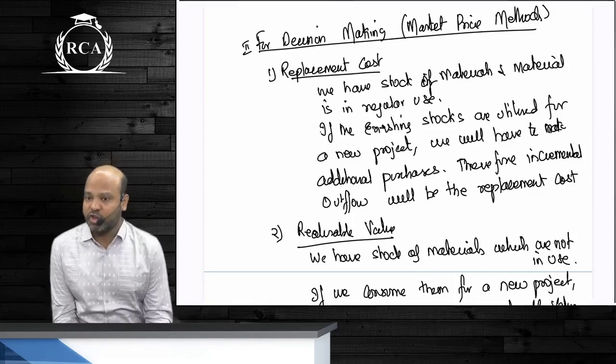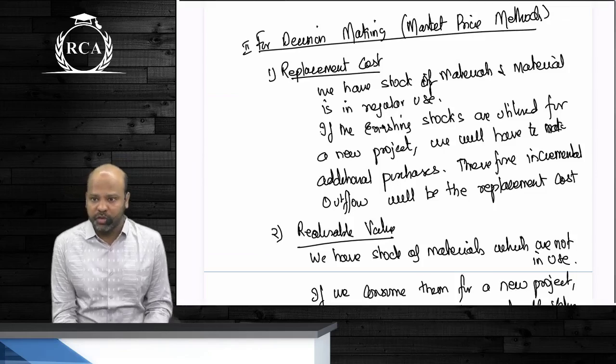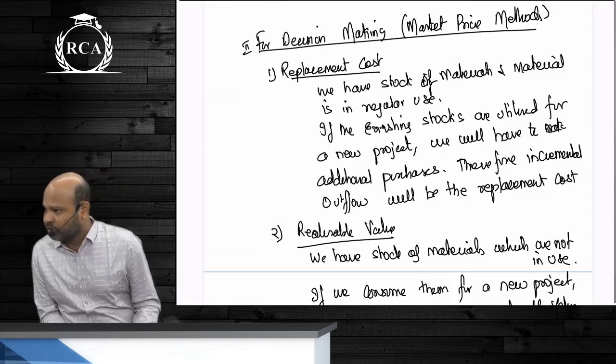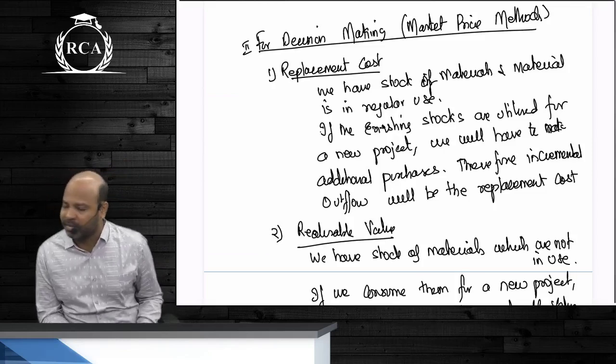If these existing stocks of materials are not in regular use, then in case you do not take up the new order, you are anyway going to sell them in the market. So your opportunity cost will be the realizable value.